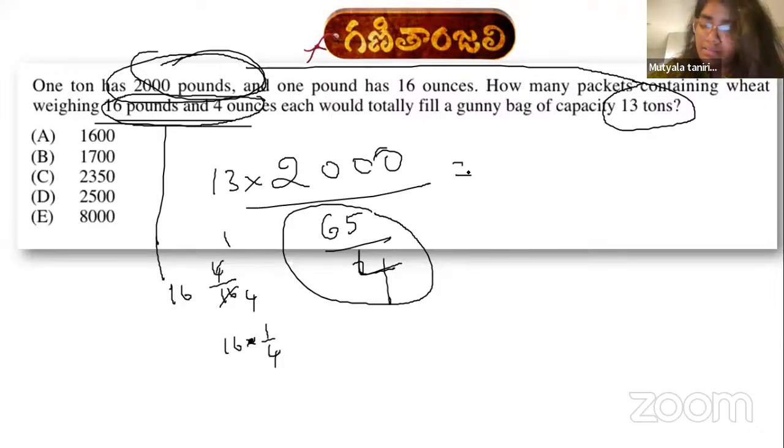Sir, 1600. Very good. Option A. Yes, it's not correct.